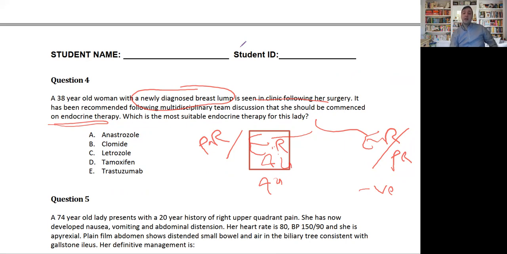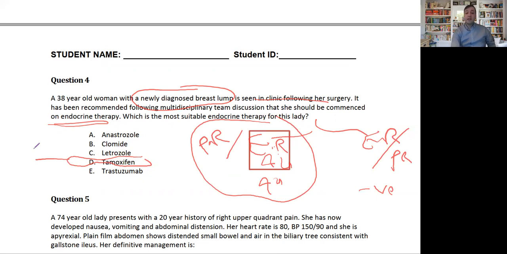So according to these findings, we will decide what adjuvant therapy we can use. As in the multidisciplinary team discussion, the decision was made to start her on endocrine therapy. So this means that she has progesterone and estrogen receptor positive breast cancer. The most suitable endocrine therapy for this lady is anti-estrogenic therapy or a selective estrogen receptor modulator, SERM. So it's going to be tamoxifen. Tamoxifen is the most appropriate. If the question was regarding breast cancer with HER2/neu receptor positive, the answer would be trastuzumab.